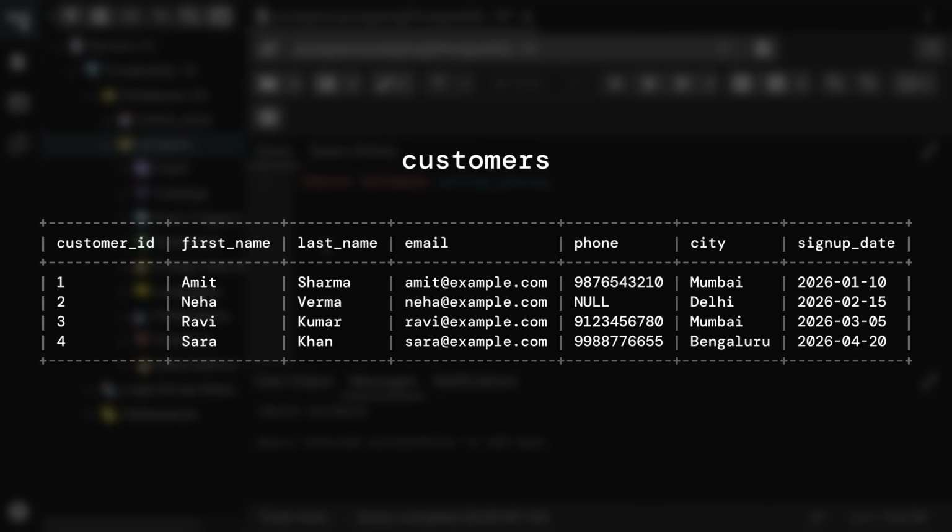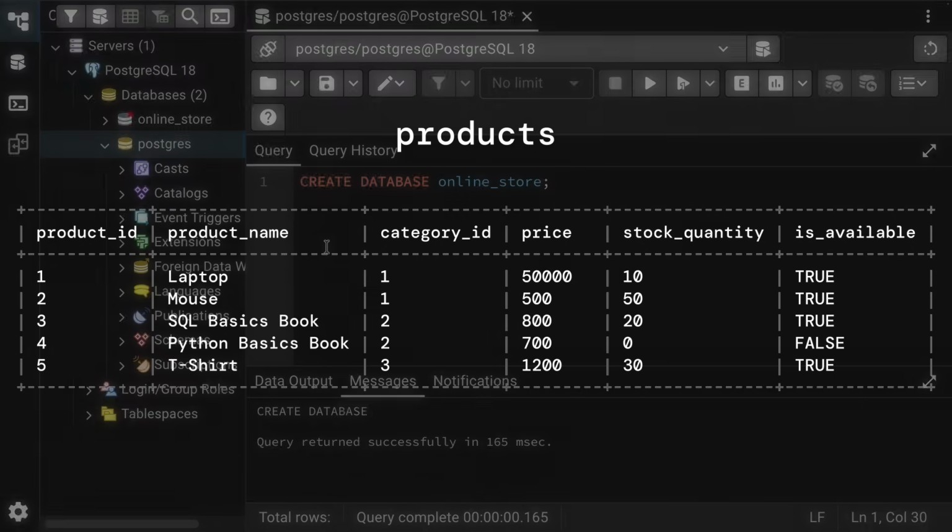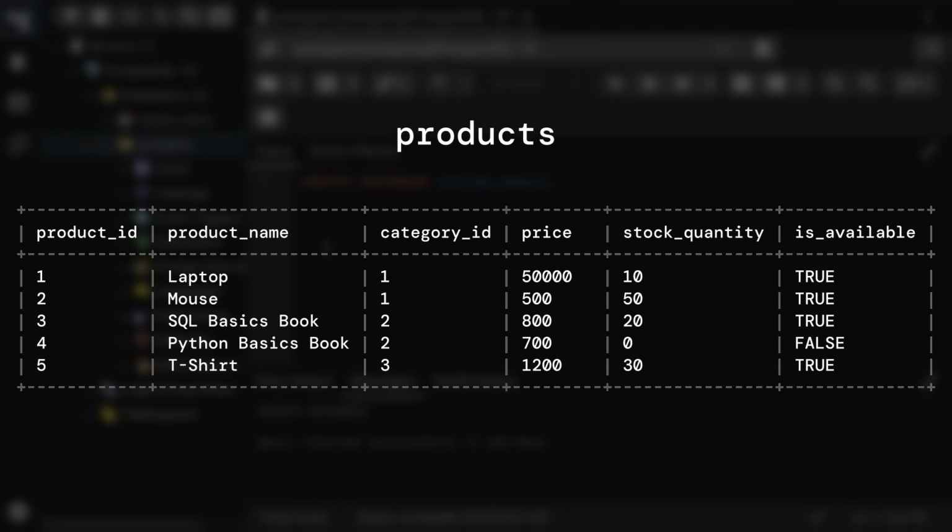Now let us apply the same idea to another table. Our online store also needs to store products. For every product, we may want to store information such as product name, category, price, stock quantity, and whether the product is available. So we can organize this information in a products table.